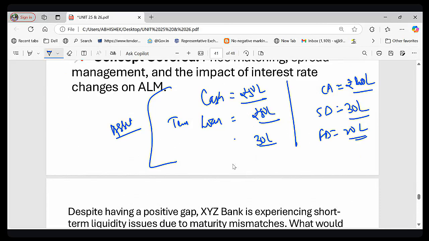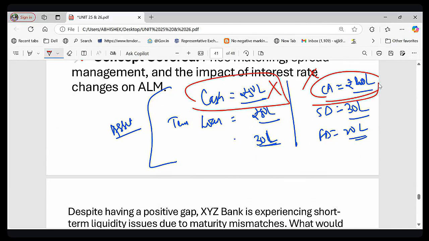Now they will ask you to calculate. You have to first identify which is RSA and which is RSL. So remember, cash in hand is not an RSA. The current account is not an RSL. So you should not take these two into account. Only those assets and liabilities are rate sensitive which are influenced by change in interest rate. They only have to be considered. I hope that is clear now, right? Is it clear? Cash in hand is not a rate sensitive asset, and the current account is not a rate sensitive liability.